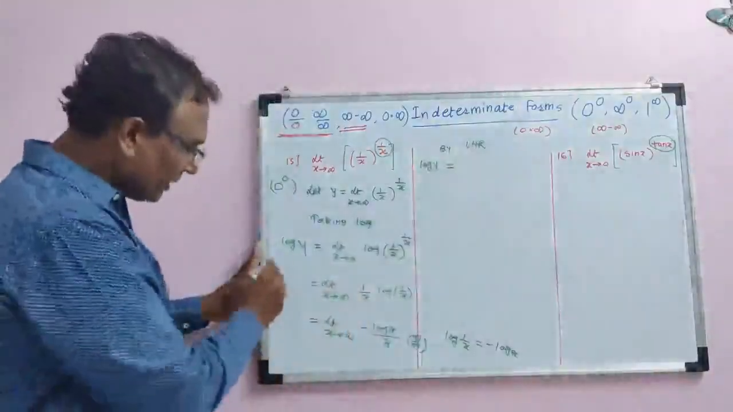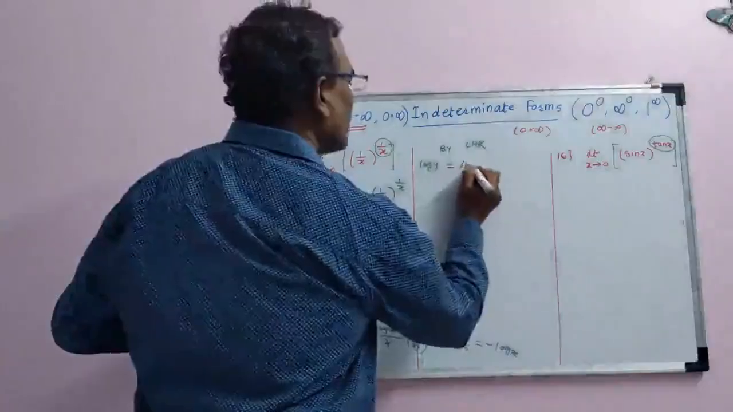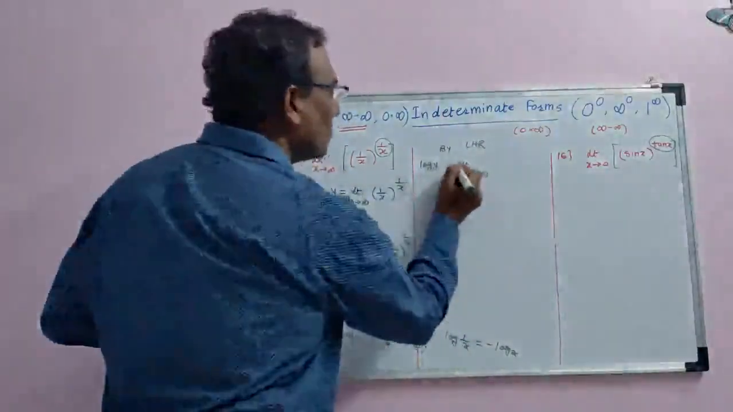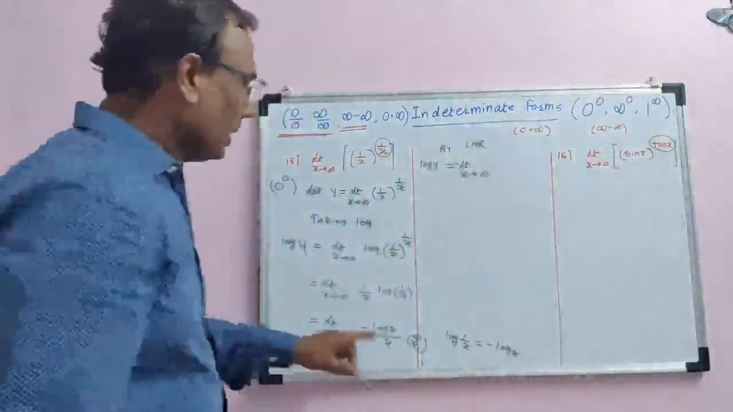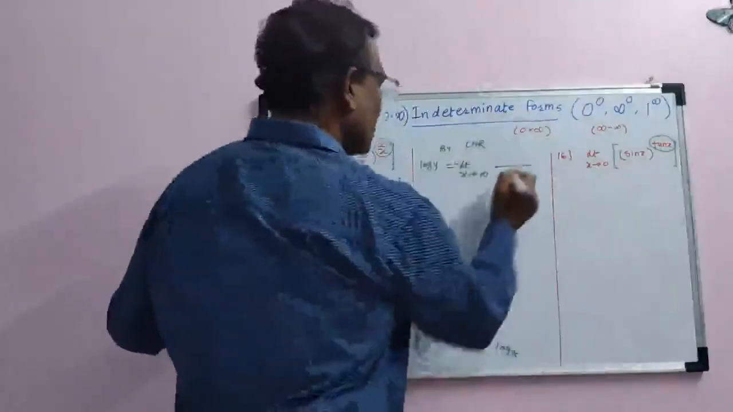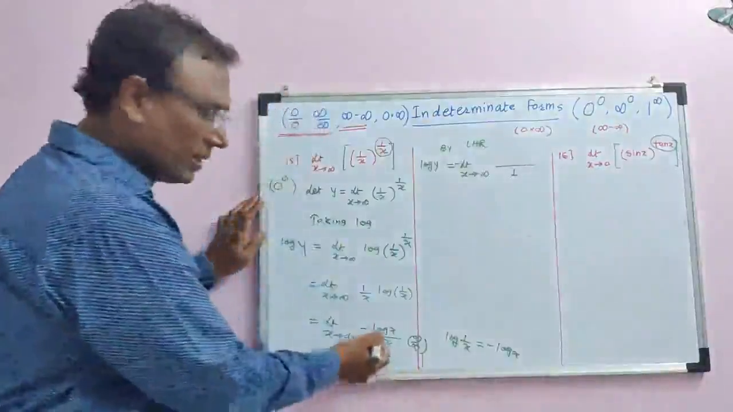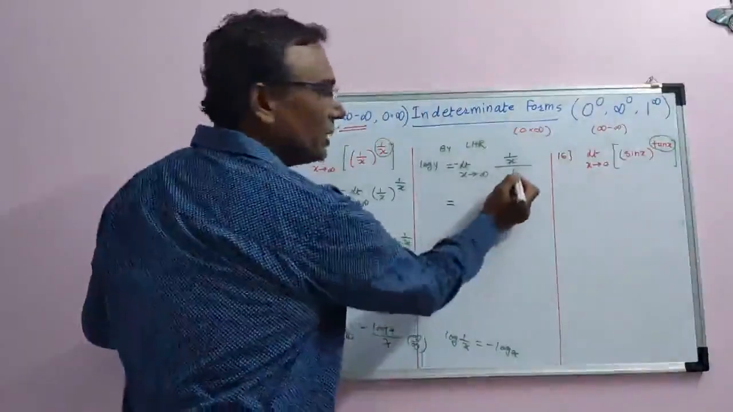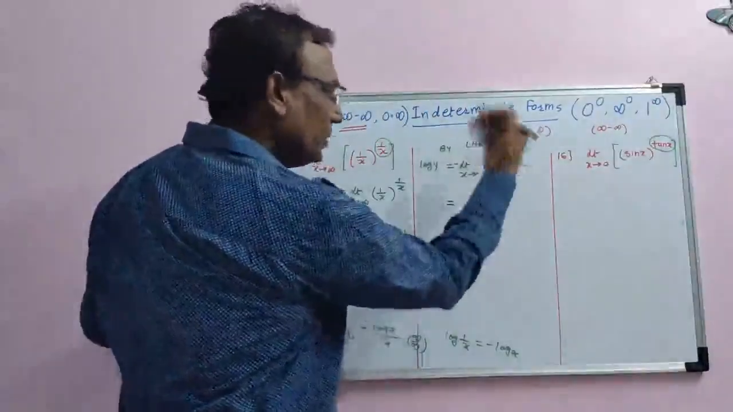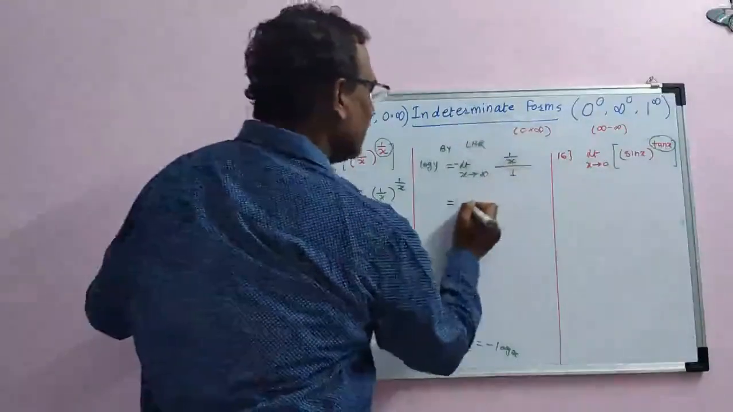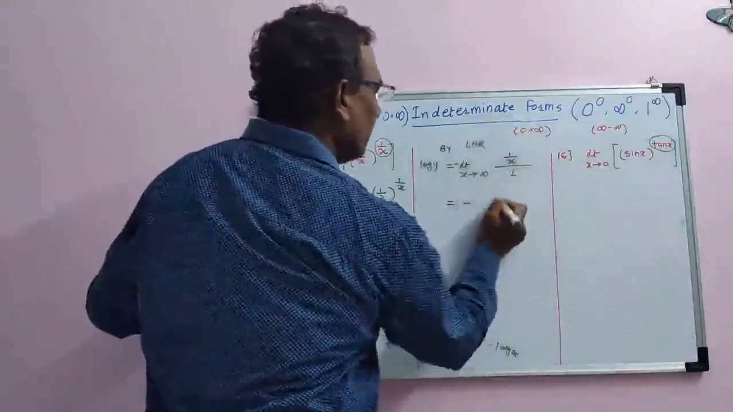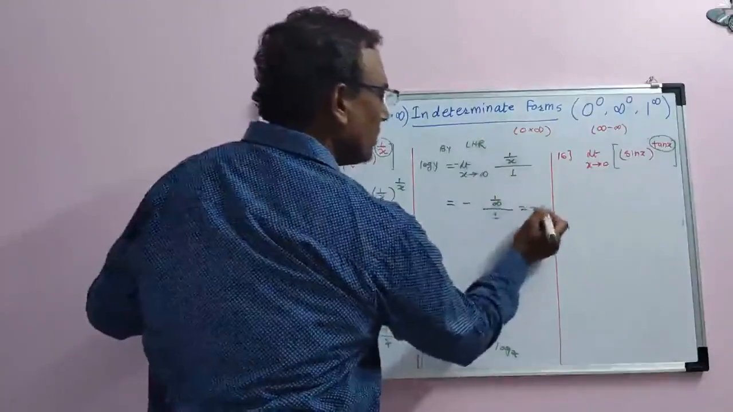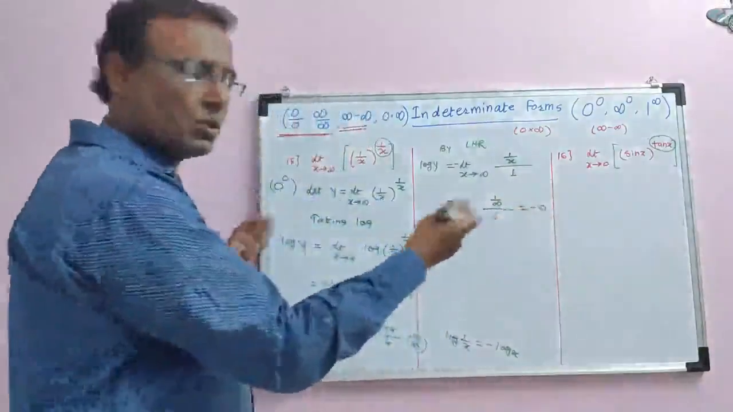Don't forget that we are solving log y. Limit x tends to infinity, the minus sign I am taking outside of the limit. The derivative of x is 1, and the denominator's derivative, the derivative of log x, is 1 by x. Now, since the variable is absent in the denominator, you can put the value of x directly: minus 1 by infinity, and 1 by infinity is 0. And minus of 0 means 0.